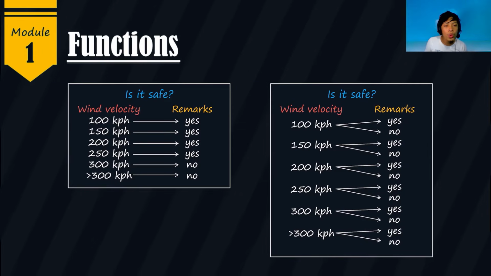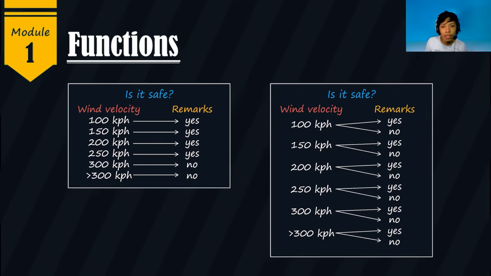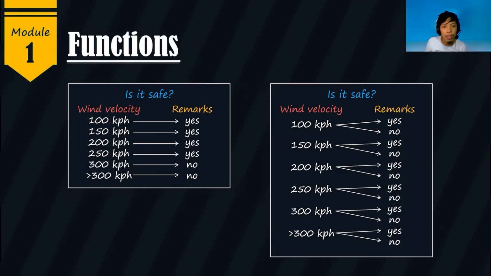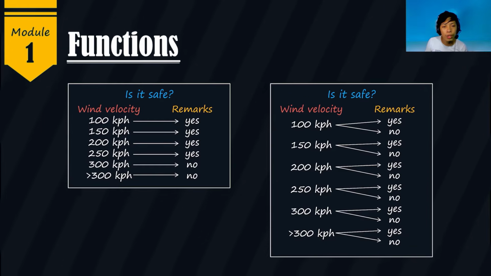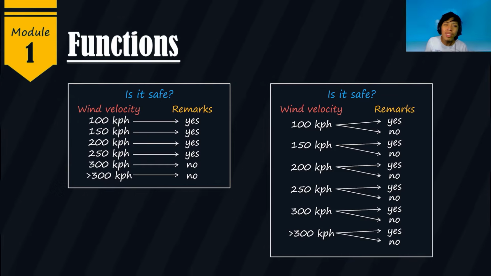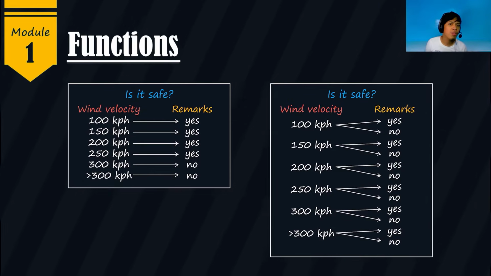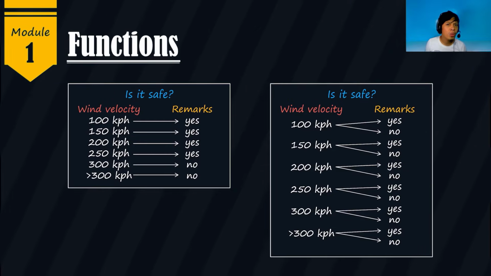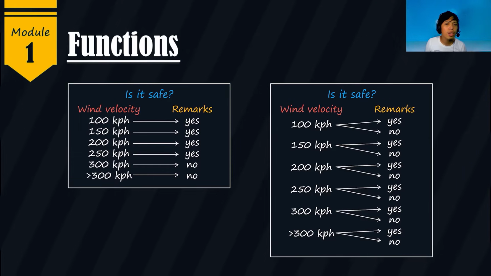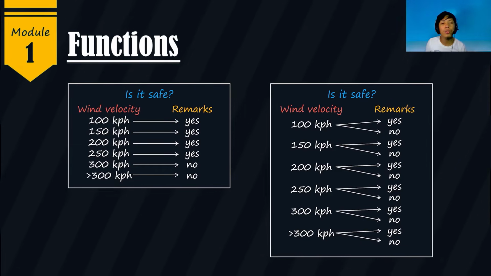Let's take a look at this one. Suppose you have this table. Let's take a look at the difference between these two tables. On the second table, for every wind velocity, say for example 100 kilometers per hour, the remark there is inconclusive. Sometimes yes, it's safe, sometimes it's not safe. That means the result is inconclusive because you could not really identify if it is really safe or not safe, right?